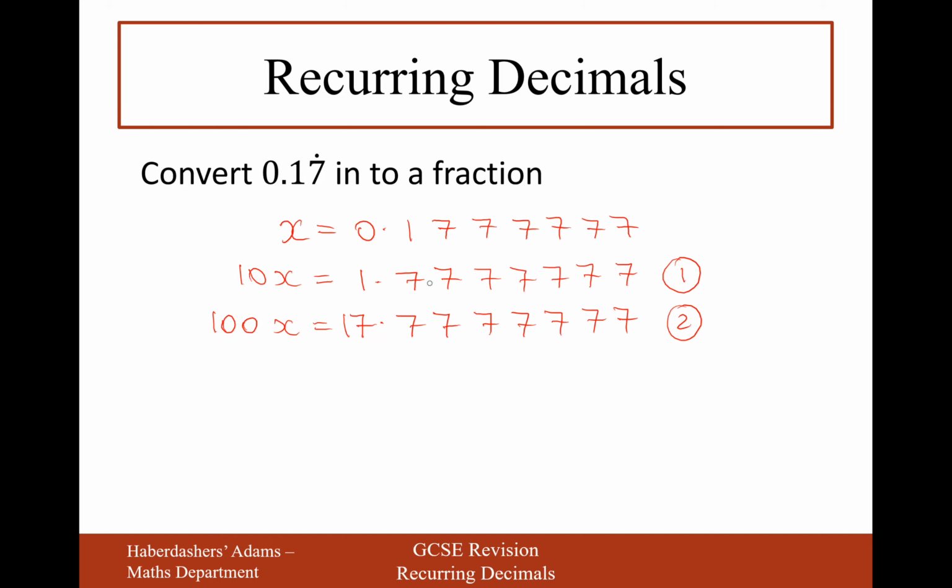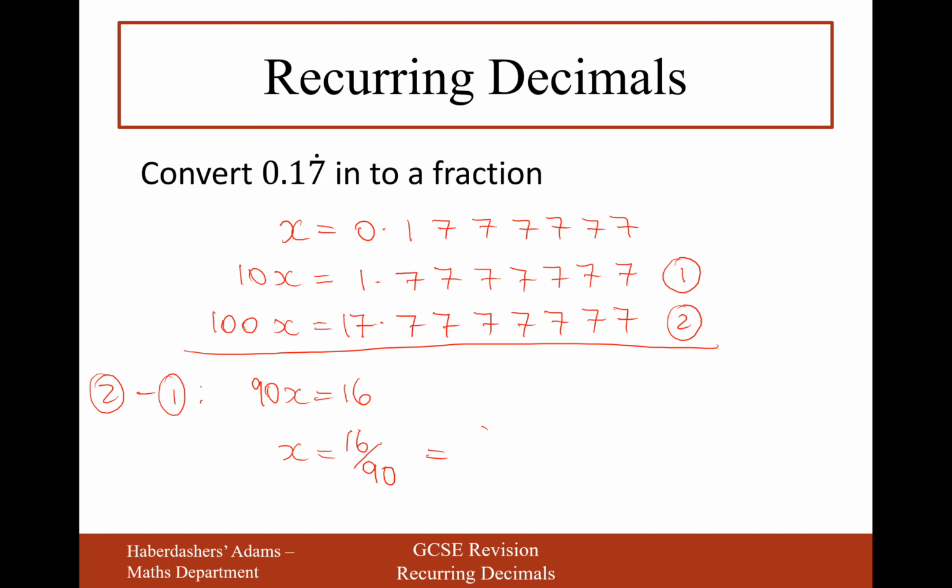We're ready to go because we've got all of our decimals cancelling each other out. So we can now do statement 2, take away statement number 1. So on the left hand side, do the subtraction. 100x take away 10x, that's 90x. 17 take away 1 is 16, and all the 7's cancel out. So when I divide by the 90, I get 16 over 90, or 8 over 45 if I divide top and bottom by 2. So there we are. Check it quick. Do 8 divided by 45 on your calculator, and hopefully we've got the right answer.